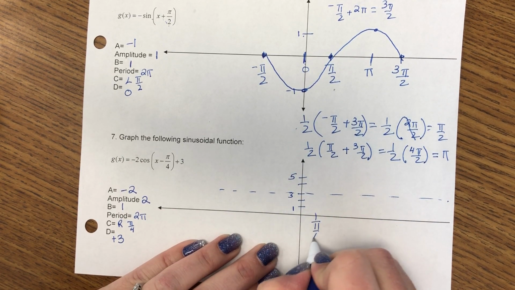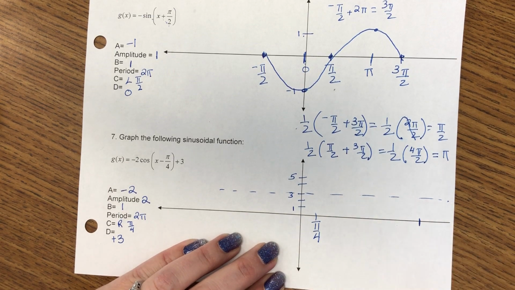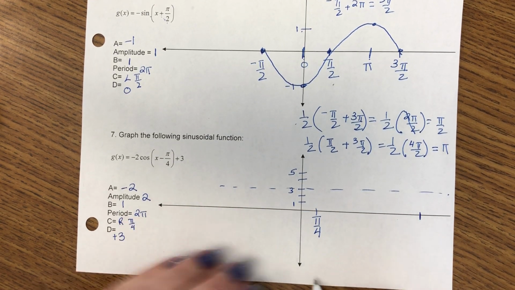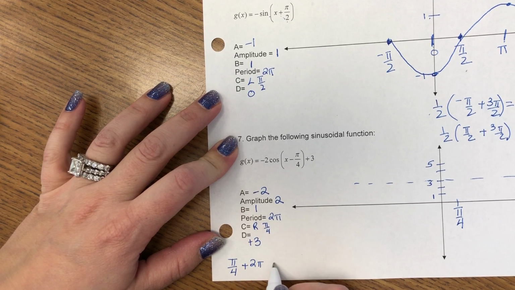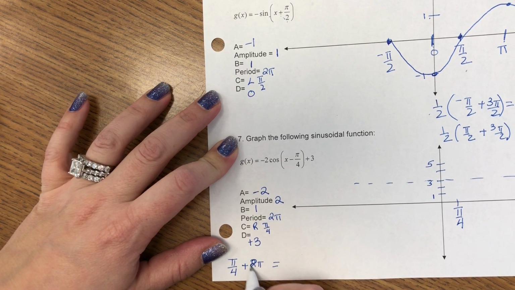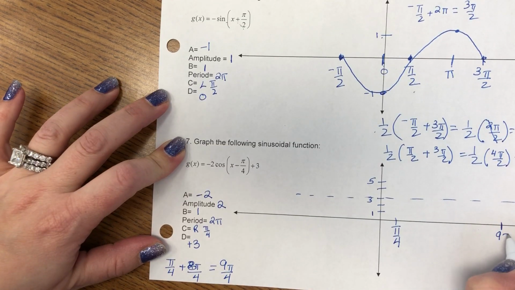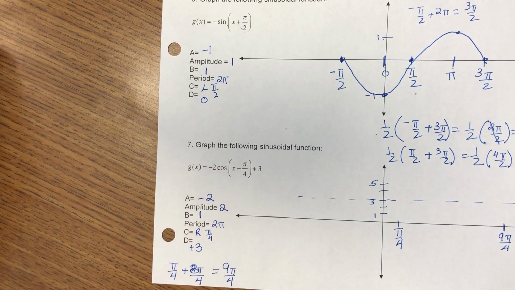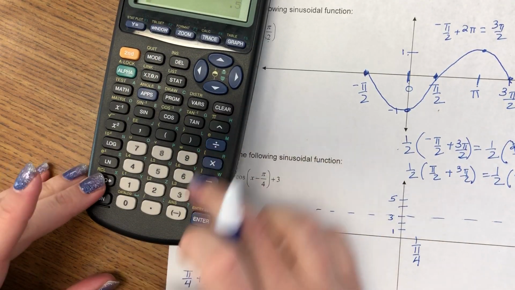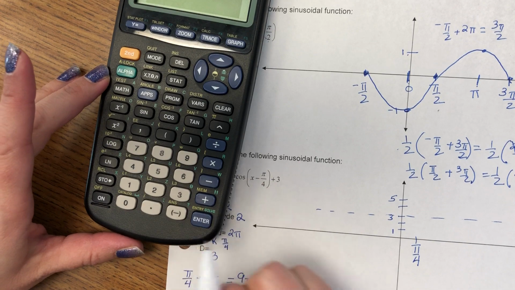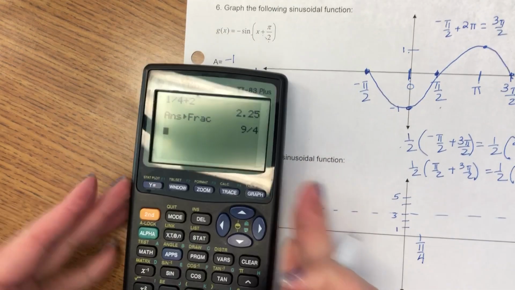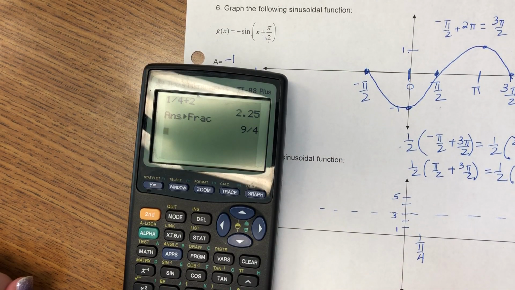Right pi over 4. So then I need to go to my endpoint with the period. So to get the endpoint, I'm going to do pi over 4 plus 2 pi. If I get a common denominator, that's 9 pi over 4. For you calculator friends, 1/4 plus 2, then back to a fraction is 9/4.